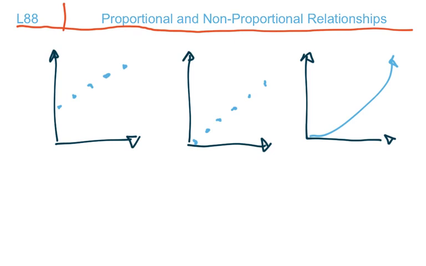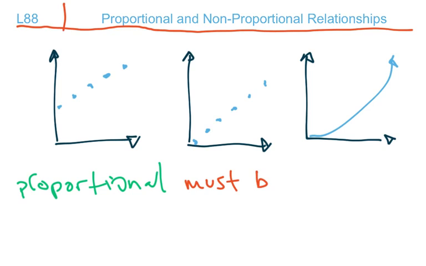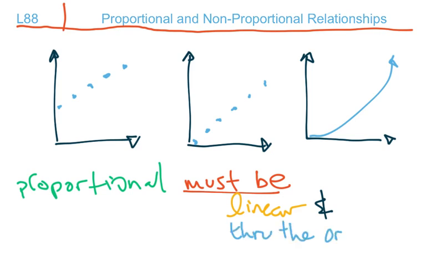Go ahead and start by drawing these three graphs. Obviously, they're all first quadrant, and they mirror certain relationships. The question is, which one of these is, or are all of them proportional? Things to remember about proportional is that it must be two things. It must be linear, and it must go through the origin. I know we've explored those ideas before.